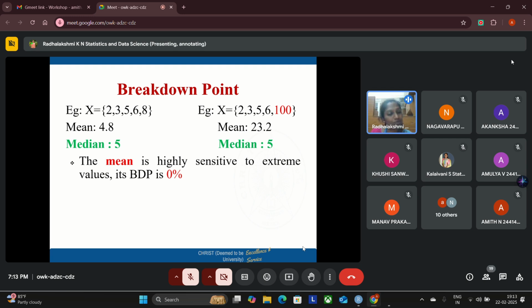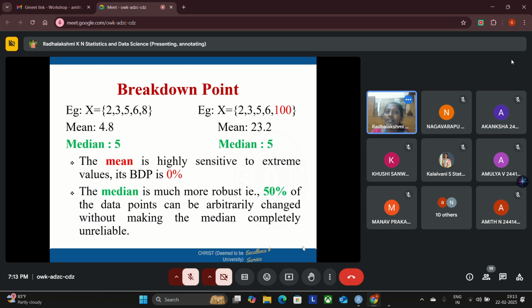So see, the mean is very sensitive to extreme values. That's why the breakdown point is 0%, whereas for the median it is 50%. That's why in robust statistics, we take the median as a location parameter. But in the classical procedures, you have read about so many distributions, we take the mean as a location parameter. In robust statistics, we only focus on the median as the more robust choice. That's why we take the median as the location parameter in robust statistics.